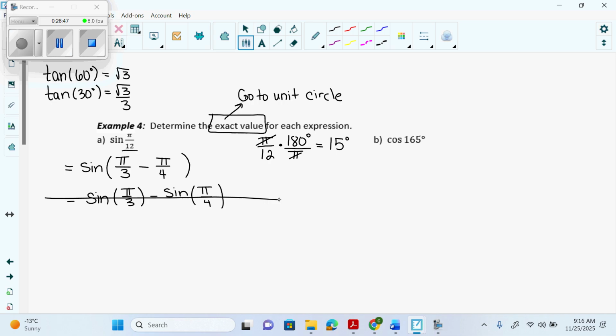Now, because you won't believe me, go to your calculator, type in sine of 15. Put your calculator in degrees. Go sine 15 degrees and get a decimal. Okay, got a decimal? Now go sine 60 degrees minus sine of 45 degrees. Type it into your calculator. Do those decimals match? No, because it's not true.